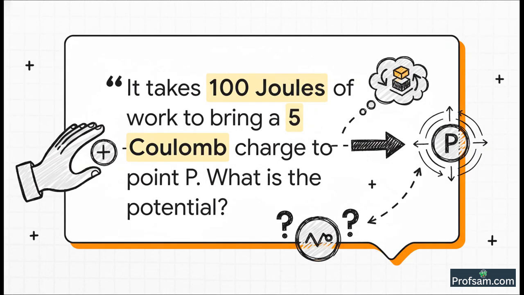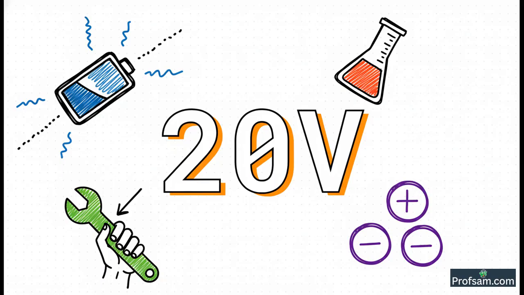Let's solve this quick problem together. This is a very typical kind of question you might get. So we did 100 joules of work to move a 5 coulomb charge to a spot called point P. The question is, what is the potential at that point P? So what do we do? Simple. We just use our formula. V equals W by Q. The work, W, is 100 joules. The charge, Q, is 5 coulombs. So 100 divided by 5 is 20. The potential at point P is 20 volts. It means point P has an electrical height of 20 volts. See how easy that was?